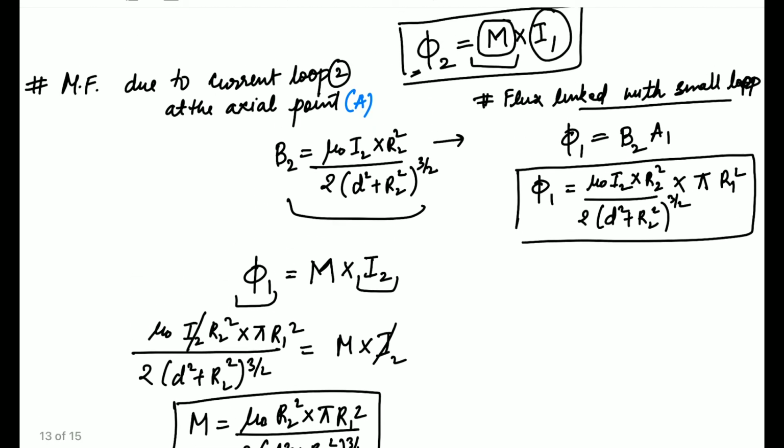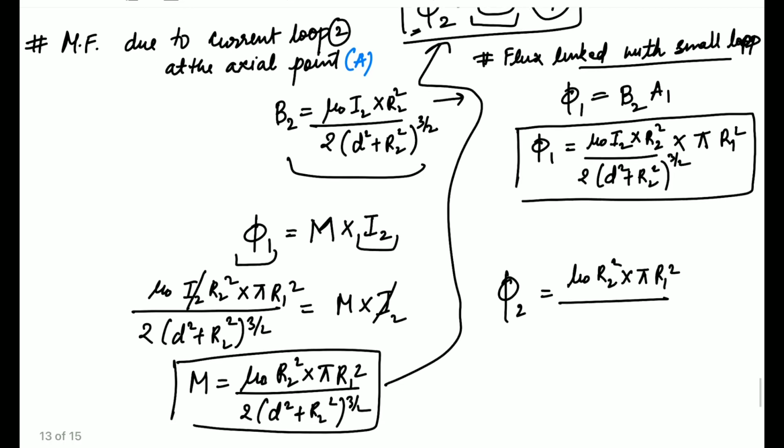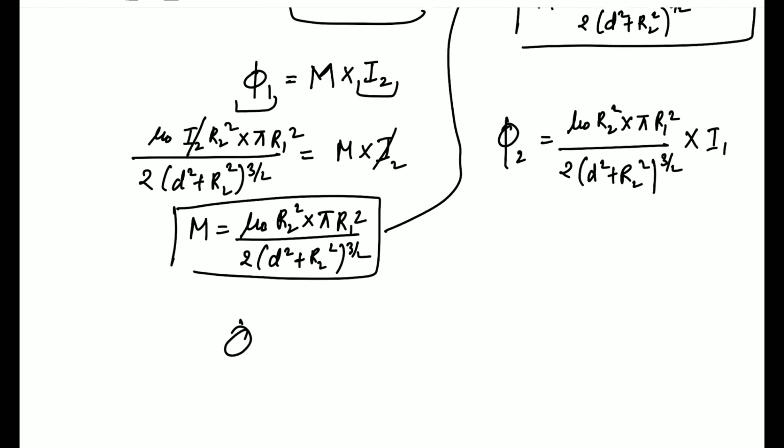Now when I know the value of M, all I have to do is put this value in that equation. Now I can find out the flux that is changing in loop 2 because of the current flowing through your first smaller loop, right? So phi2 will be equal to M times I1, which is mu naught r2 squared multiplied by pi r1 squared divided by 2 times (d squared plus r2 squared) to the power 3/2, and the current is I1. All you have to do is put the values.